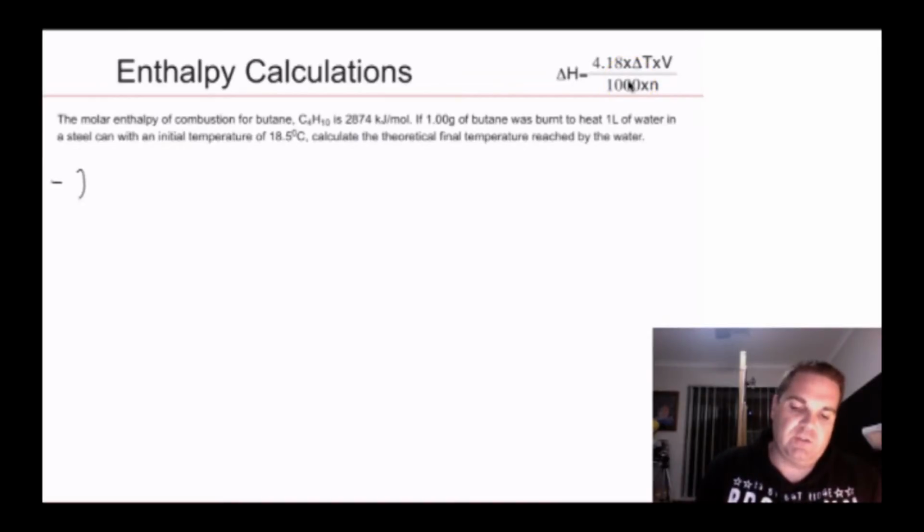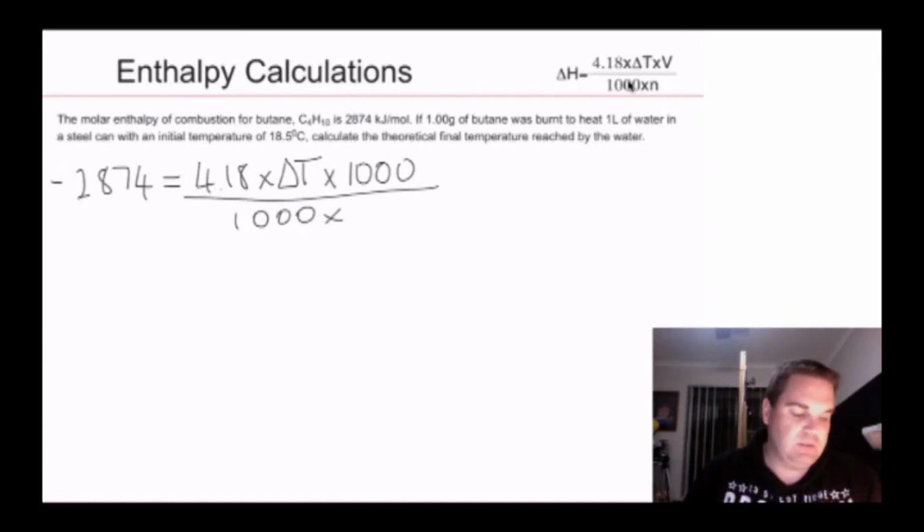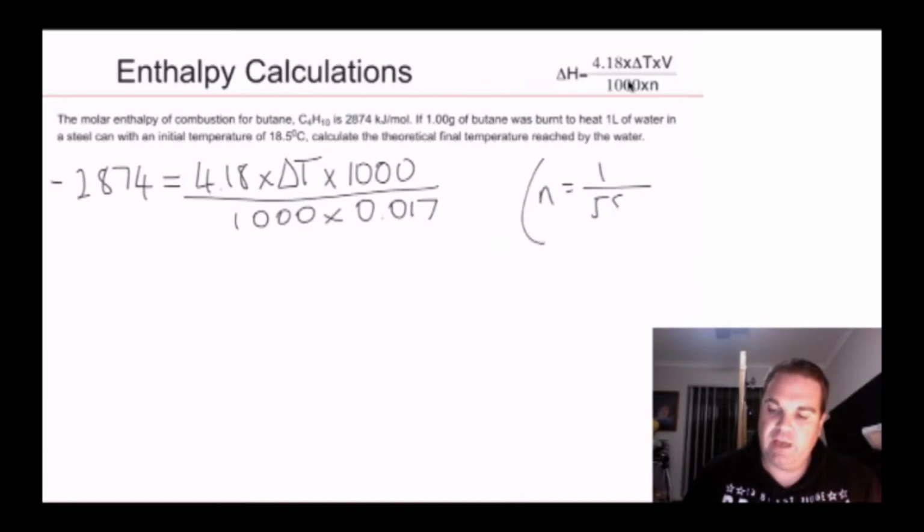So I'm going to put minus 2874. Okay, that's our delta H equals 4.18 times by delta T, that's what I'm trying to work out, times by our volume, okay, which is 1000 milliliters, over 1000 times by the number of moles, which in this case is 0.017. Hopefully you can get that up, put that over on the side. Number of moles equals 1 gram over the molar mass of butane, which is 58.12. You can double check that that's right.